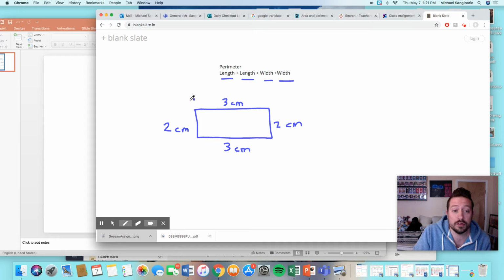And now all you got to do is add. You're going to add each number up. So the way I like to do it is I just add the lengths. I do 3 plus 3, which is 6. And then I do 2 plus 2, which is 4. And you add them up, and your answer would be 10 centimeters.